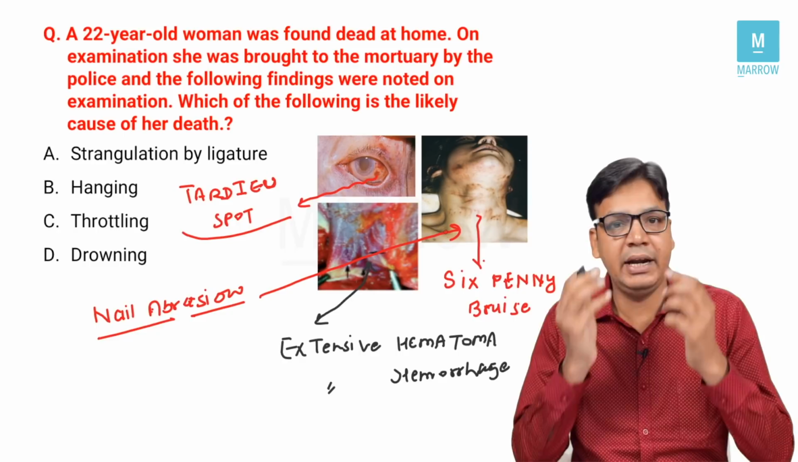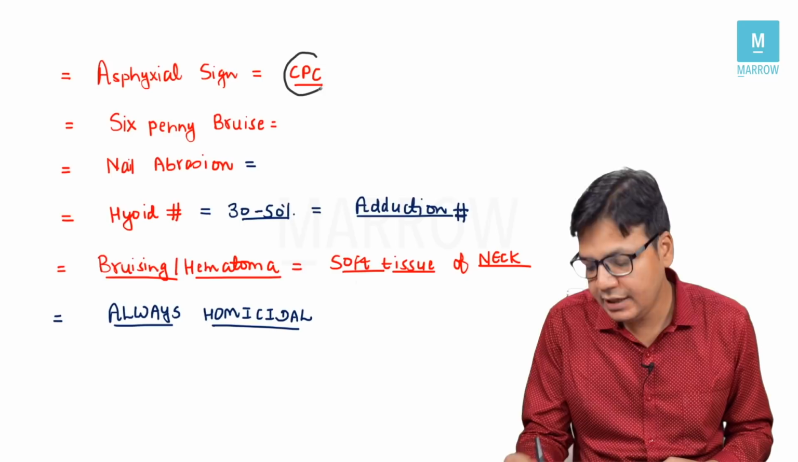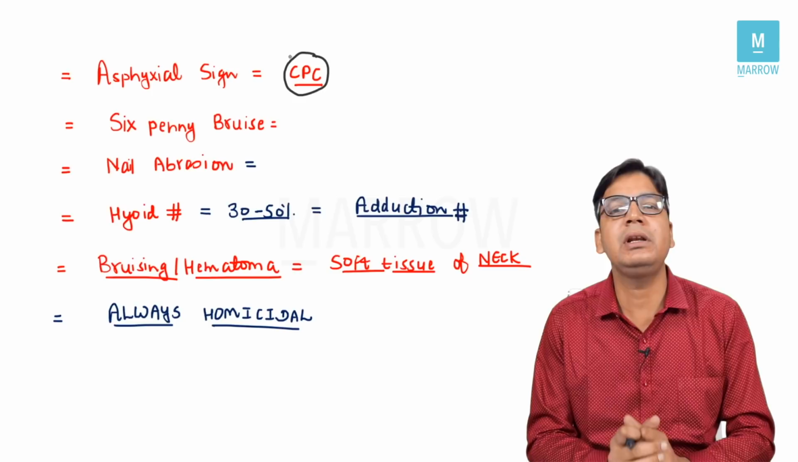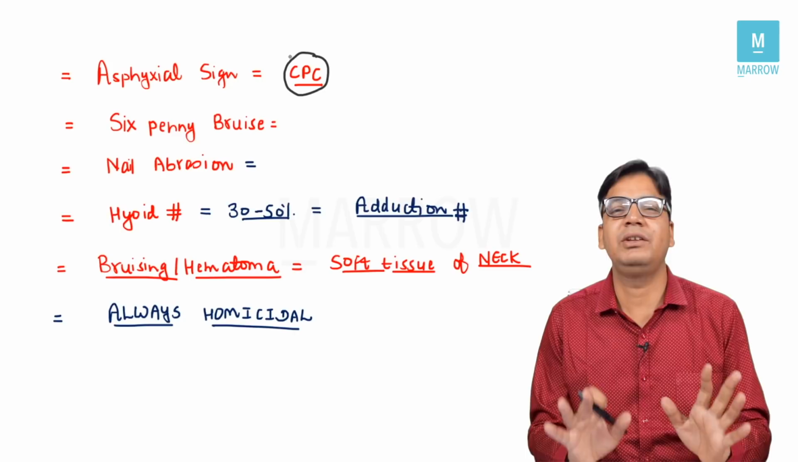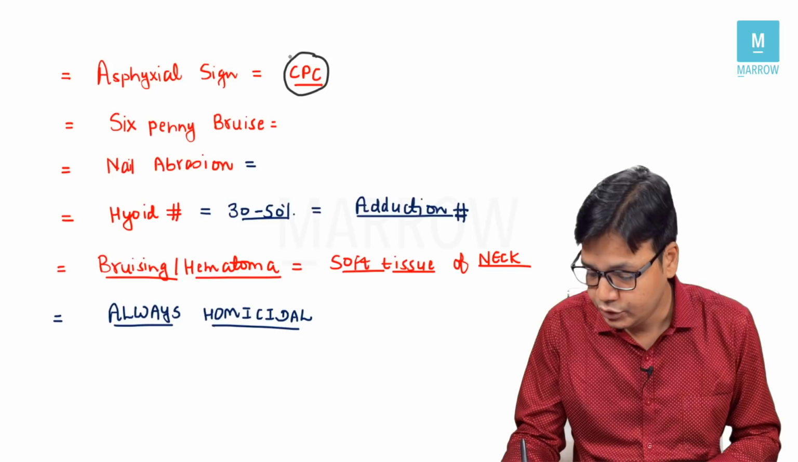Now sir, the collection of these findings: we have seen Tardieu spots, done. Then we have seen six penny bruise, done. Nail findings, yes, extensive bruising of the strap muscle, neck muscle. Now you can see multiple things. Yes, friends, asphyxial signs are CPC. As I told you in my marrow classes, what is CPC? It is the asphyxial classical triad. आप ध्यान से देखोगे, अगर ये तीनों चीजें मौजूद हैं, if you have all these three things in your body, that suggests you died due to asphyxia. मान सकते हो कि आप asphyxia से मरे हो. What is CPC? Cyanosis, petechiae, congestion. So you can see C for cyanosis.